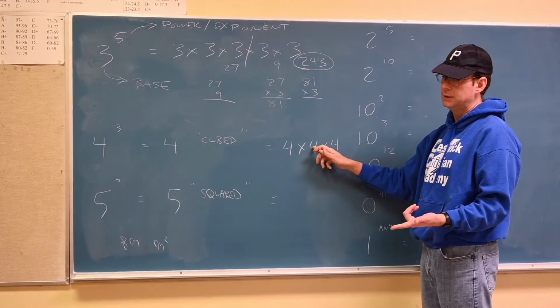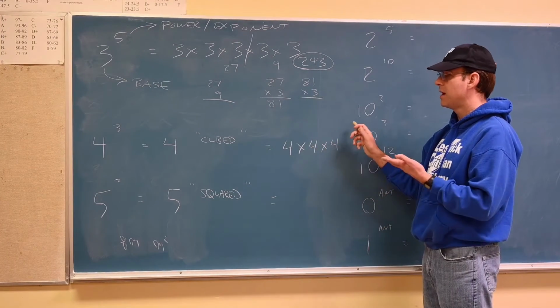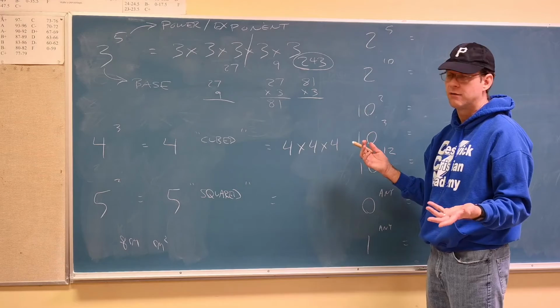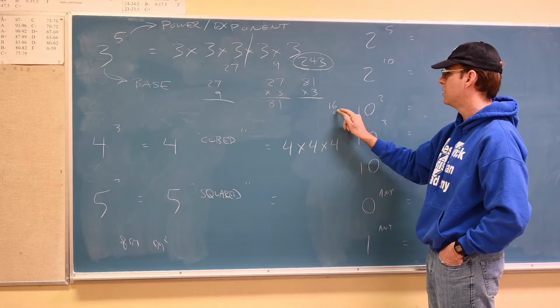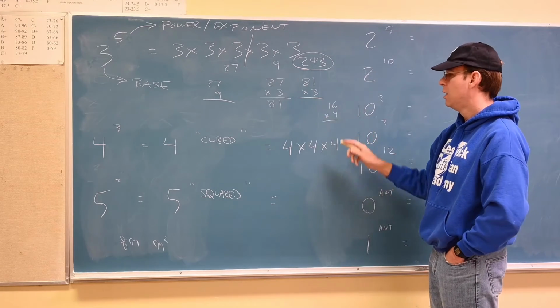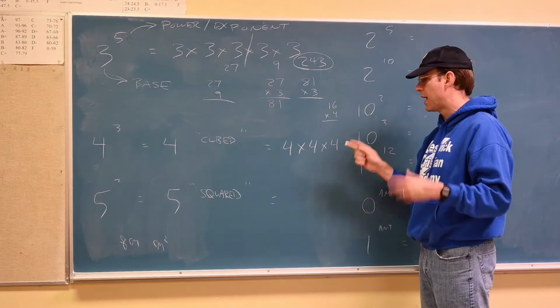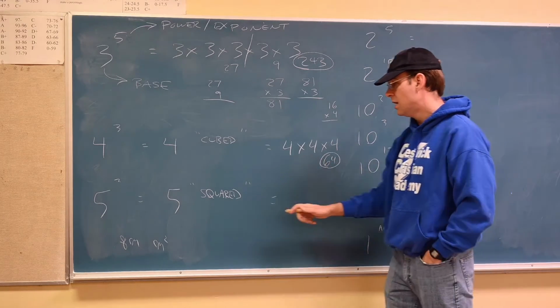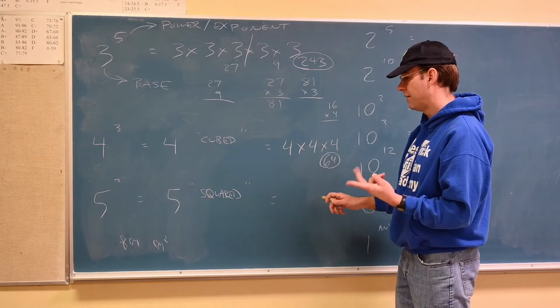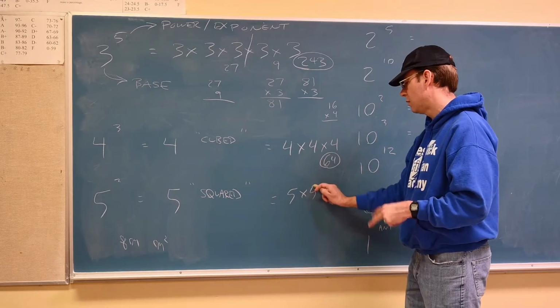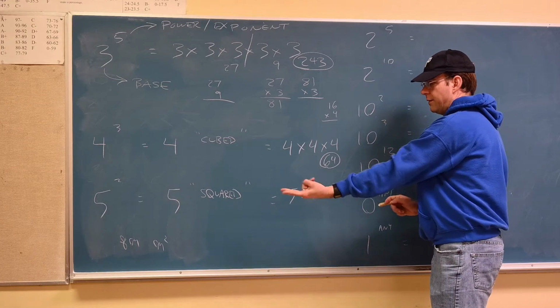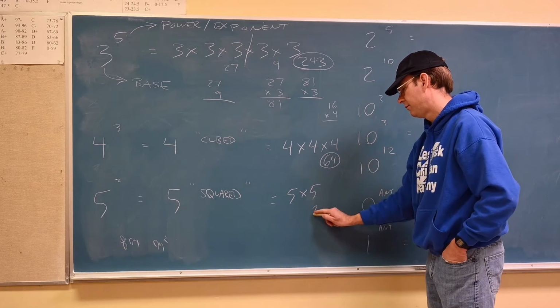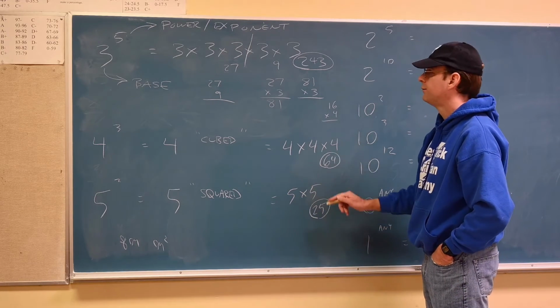4 times 4 is 16. 16 times 4, maybe you're comfortable with that, maybe you aren't. We're out of our times tables, so maybe we do 16 times 4 out, or maybe you can still do that in your mind. We're hoping to get 64 on that. 5 squared, we're going 5 times 5. We only need 2 of those numbers. Squared means there's 2 of the base, so 5 times 5, 25.